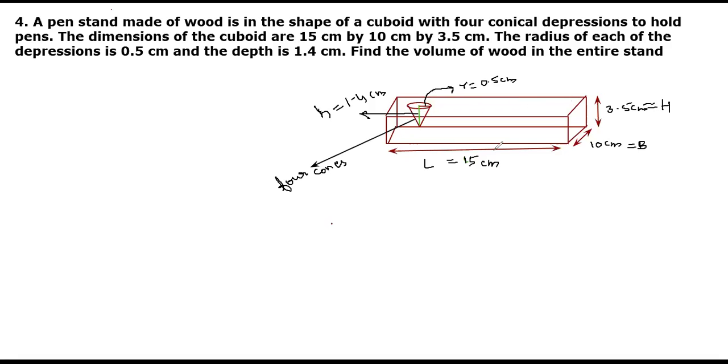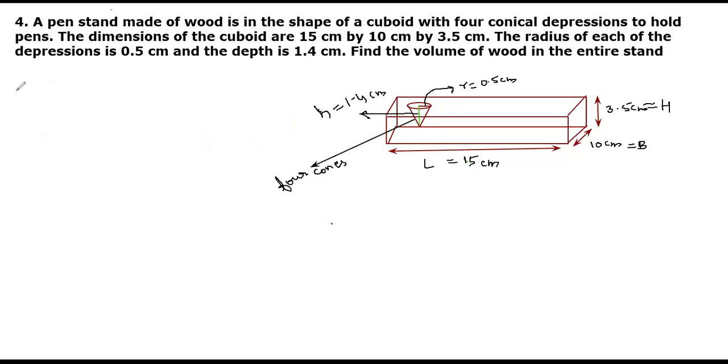This wood piece is a solid piece. It is a solid, and one cone is cut from this, and then another cone is cut like this. Four cones are cut from this solid. So what will be the volume left? We will find the volume of this cuboid minus the volume of these four cones. That will be the volume of the wood in the entire stand.